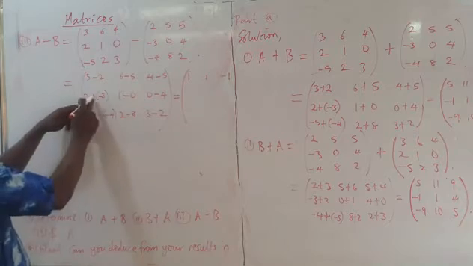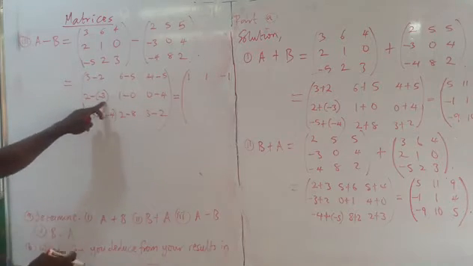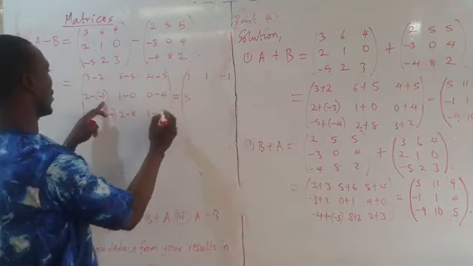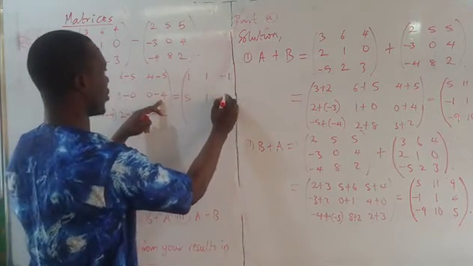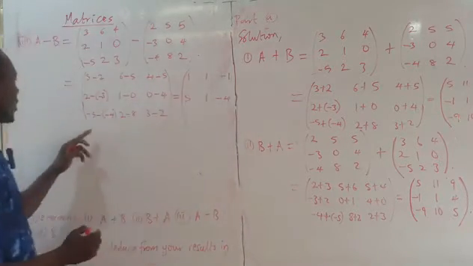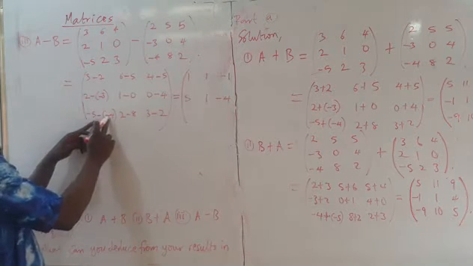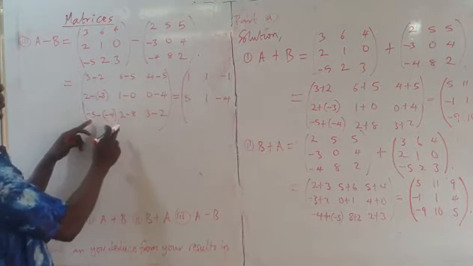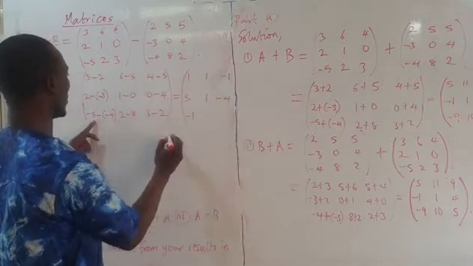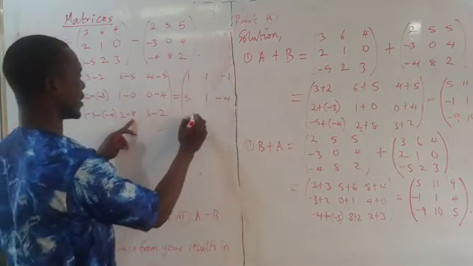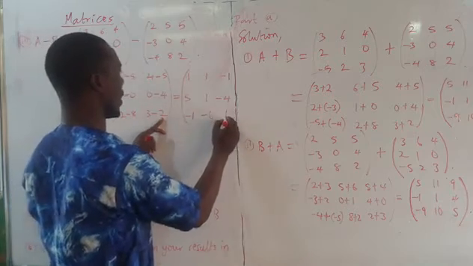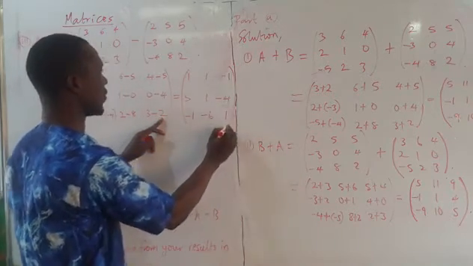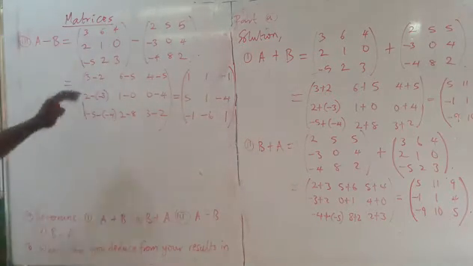Then the second one, minus times minus is plus. So 2 plus 3, that's 5. Then 1 minus 0, 1. 0 minus 4, that's minus 4. Then the last row, minus times minus is plus. Minus 5 plus 4, that is minus 1. Then 2 minus 8, that is minus 6. Then 3 minus 2, 1. So we have this matrix for A minus B.